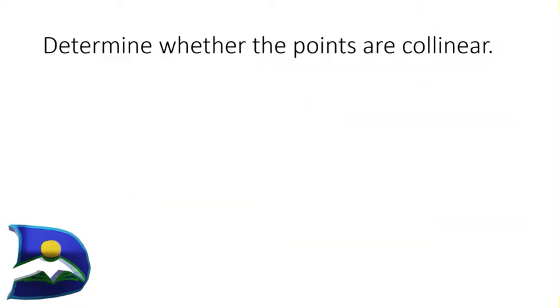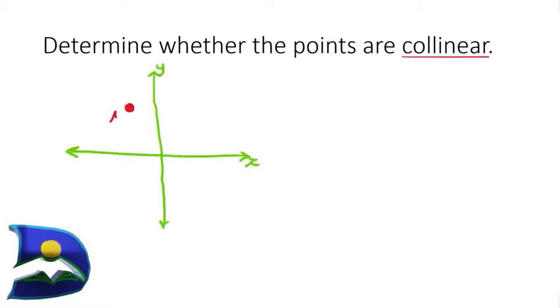Now we're going to look at what happens when you have something that is collinear. We're asked to determine whether the points are collinear. The big word collinear comes in when you have a graph and specific points. In this case we have point A, point B, and point C, and we want to see whether all these points lie on a specific line. If all these points match up on a specific line, this means they are collinear.